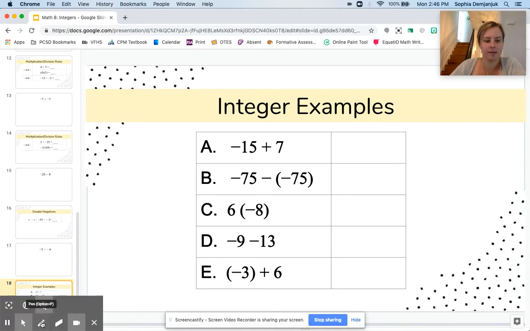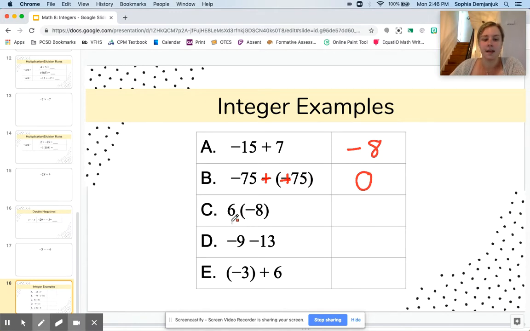And we have last 5 examples to complete our integers lesson. So negative 15 plus 7, different signs, keep the sign of the bigger number. So my 15 is bigger, it's going to stay negative. Subtract my two numbers, 15 minus 7, to give me negative 8. For B, I have negative 75 minus negative 75. That double negative tells me I'm really adding them. Negative 75 plus 75 will leave me at 0.